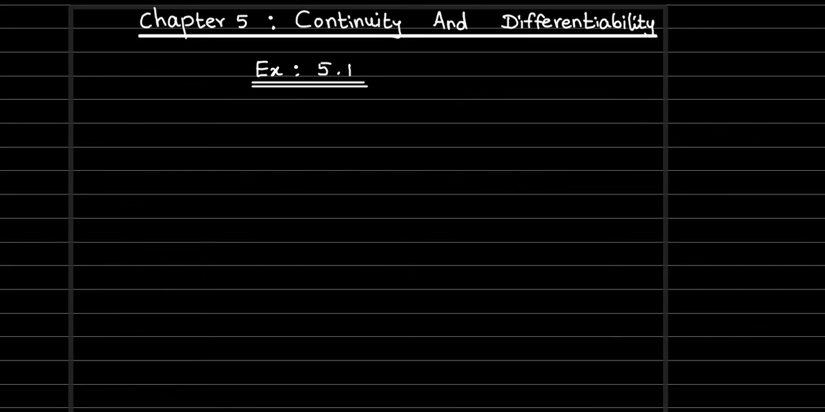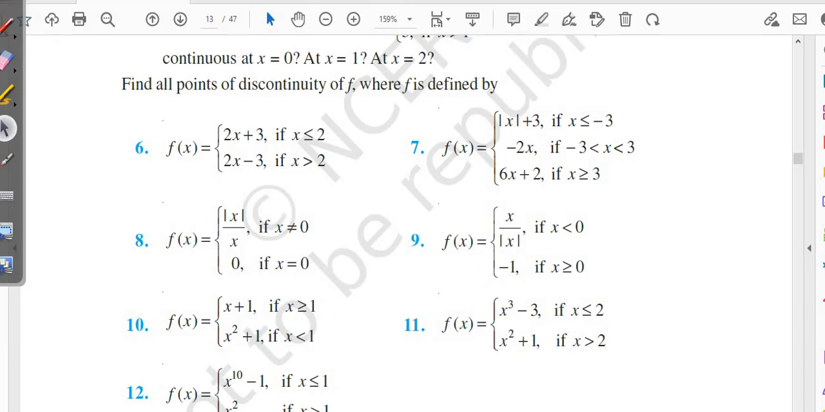In this video, we are going to see the CBSE Maths Grade 12 Chapter 5, Continuity and Differentiability, Exercise 5.1. Already in the last videos, up to question number 5, we have seen the solution, and now in this video, we are going to see the solution of question number 6. So let's have a look at the given question.